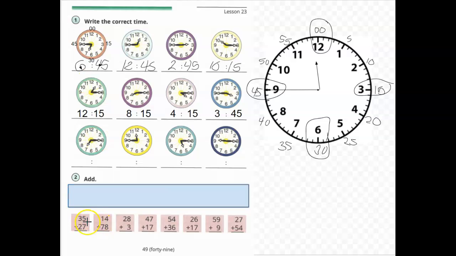That means we're going to add 5 plus 7. Well, I know 5 plus 5 is 10, and 7 is just 2 more. So that's 12, and we're going to carry our 1. And then we're going to add our tens column. 3, 4, 5, 6. Okay, so go ahead and do this row, and then I'll meet you on the next page.